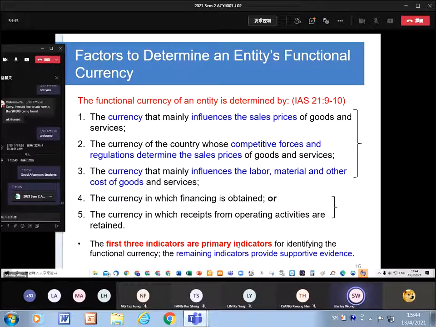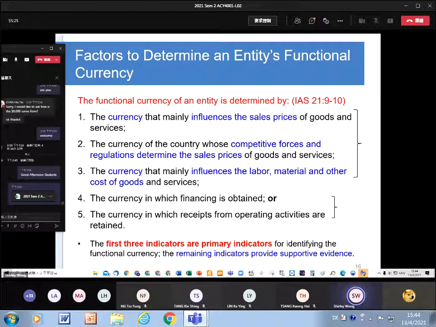So we will say that the first three indicators are the primary indicators. Usually the company will think about these three factors to determine their functional currency. If they have difficulty, then they will consider indicators 4 and 5, but this seldom happens. Item 4 is the currency in which financing is obtained. Item 5 is the currency in which receipts from operating activities are retained. So these two are where you use these indicators. Instead, we usually use the first one, the influence on the sales price. Okay, so this is how IAS 21 teaches you to choose the functional currency.